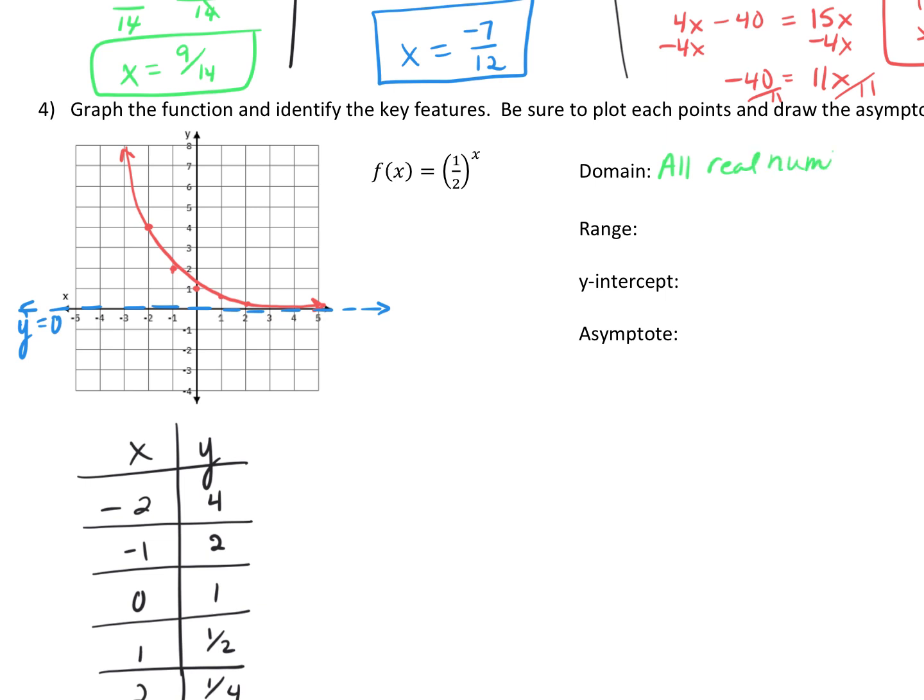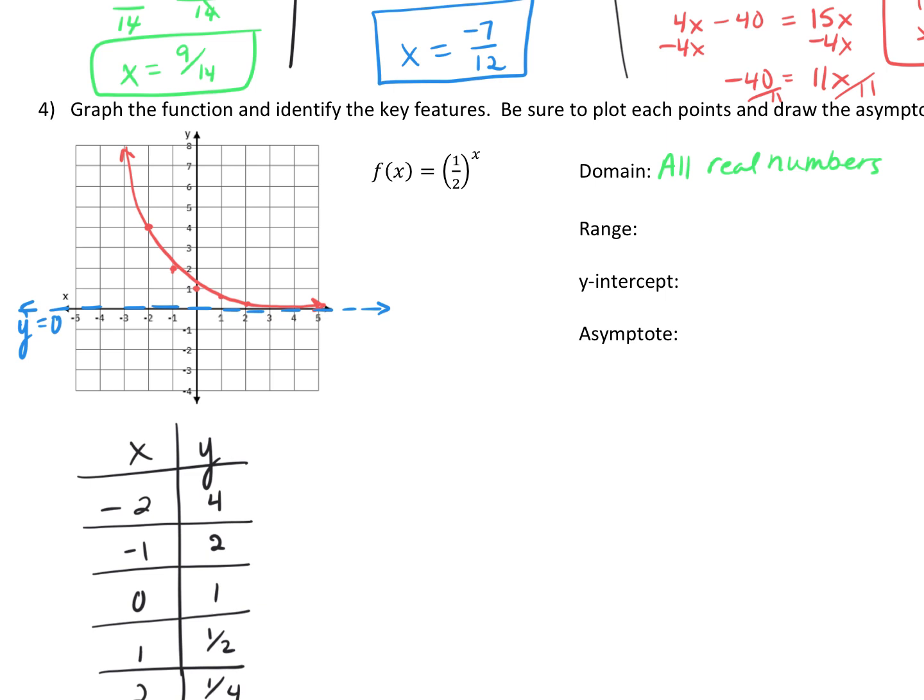That's because domain is your input, numbers we are allowed to plug in for x and still have the ability to do this math. Can we raise 1/2 to any power? And you can. You can raise it to a negative power, you can raise it to a power of 0, or you can raise it to positive powers. So all real numbers are part of the domain.